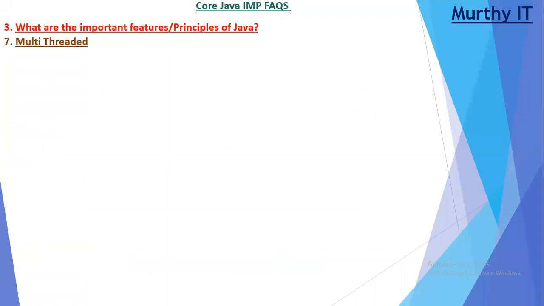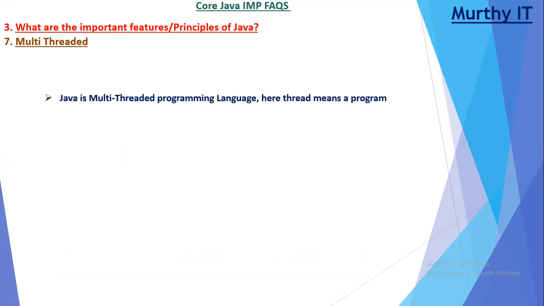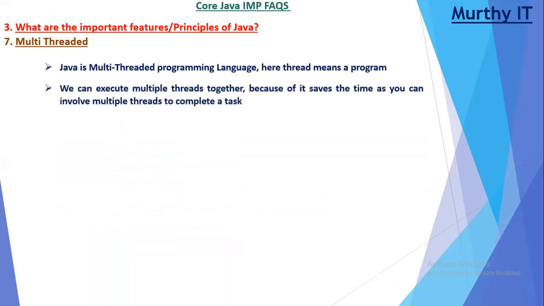Next, multi-threaded. Java is a multi-threaded programming language. If we have a particular task, to complete that task with one thread, it will take much time. If we create multiple threads for that particular task, we can complete it in less time. So Java supports multi-threading. That's why it is multi-threaded.